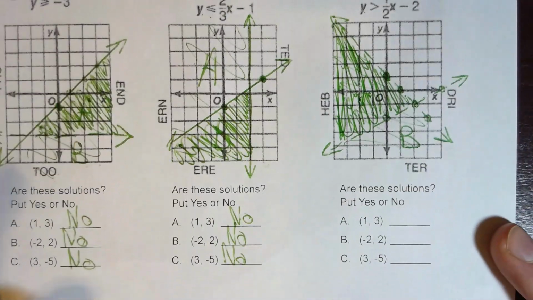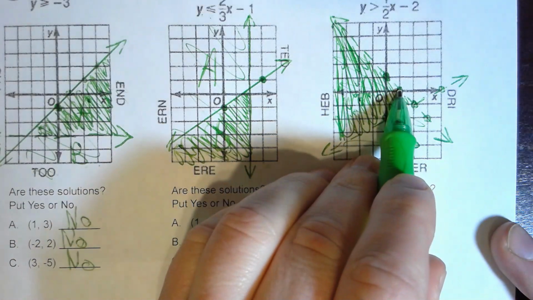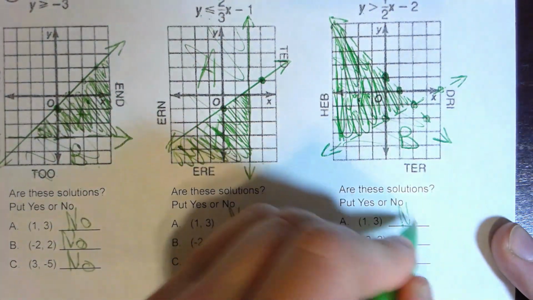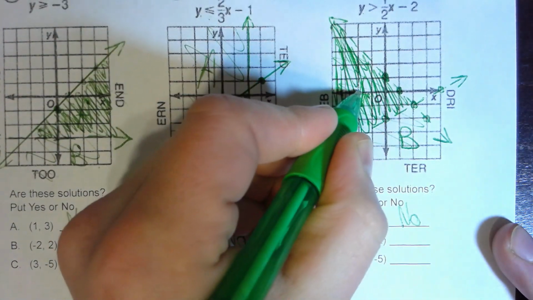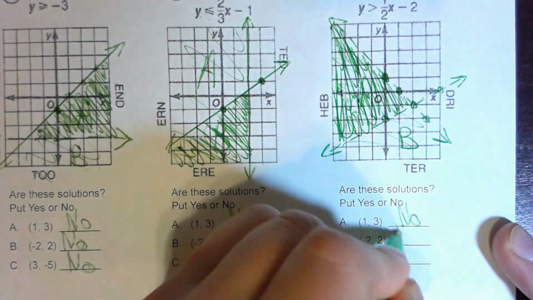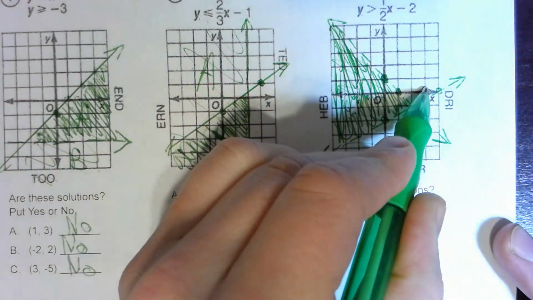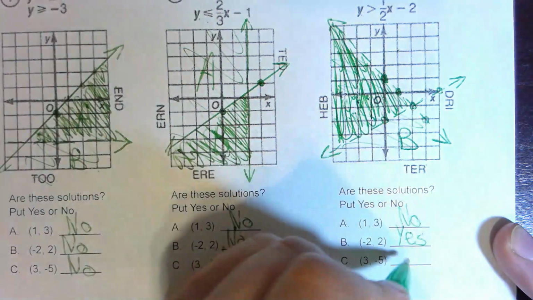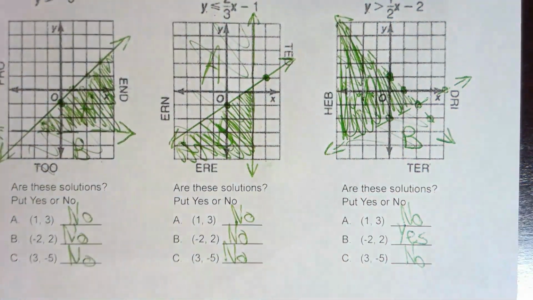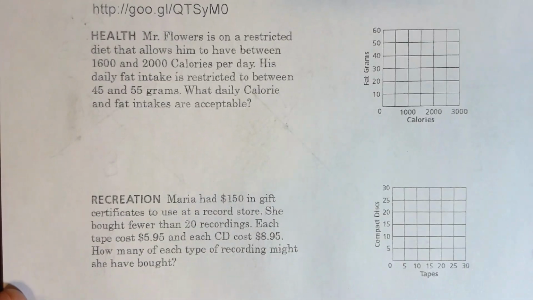Okay, and let's check our points. 1, 3, not part of it. -2, 2, that is part of it. And 3, -5, not part of it. Okay, real quick, couple word problems, then we're going to be done.